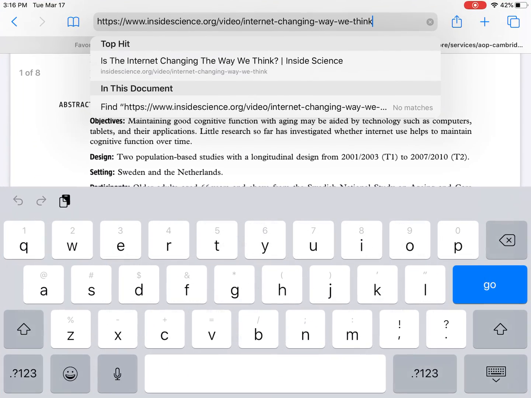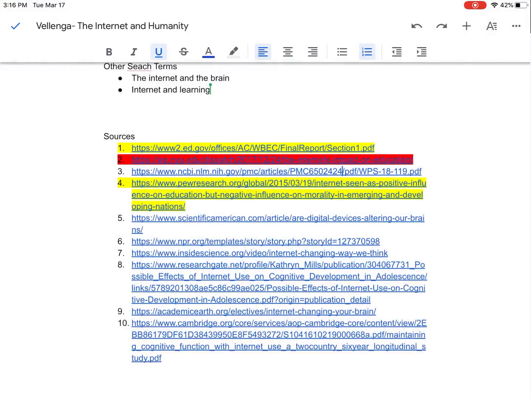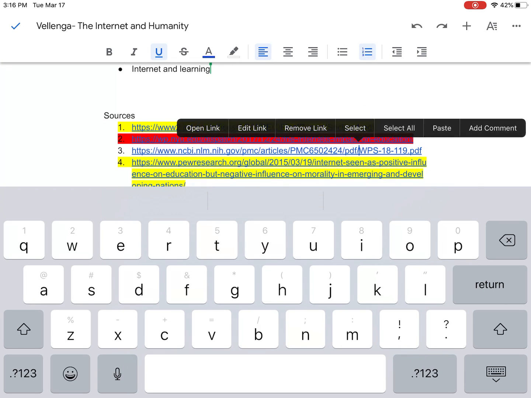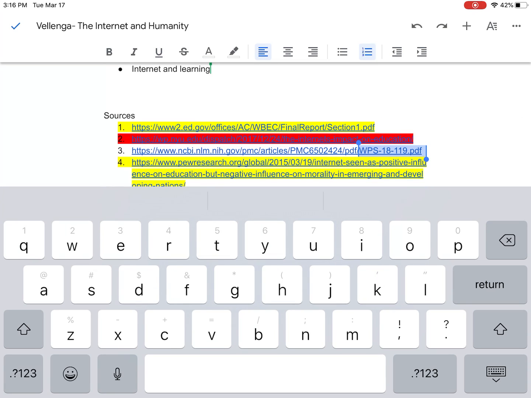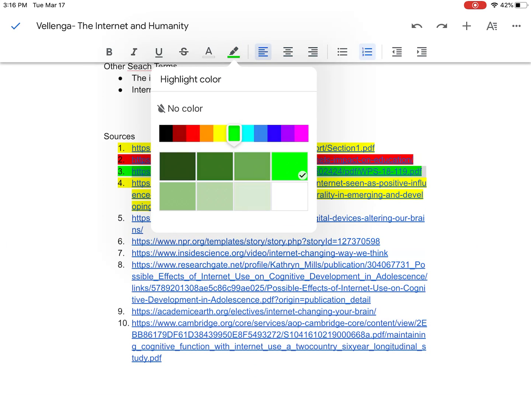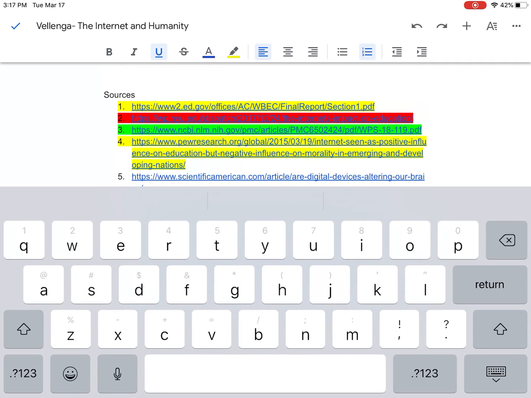Sorry, not the right document there. Oh, that's because I should be here. So we're going to go ahead and mark this one green. That's one I definitely want to read the whole thing because it seems like it's going to be good. So I'm just marking that one green because I want to definitely read through the whole thing and use that one.